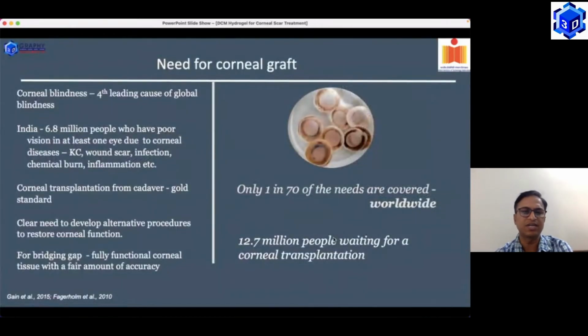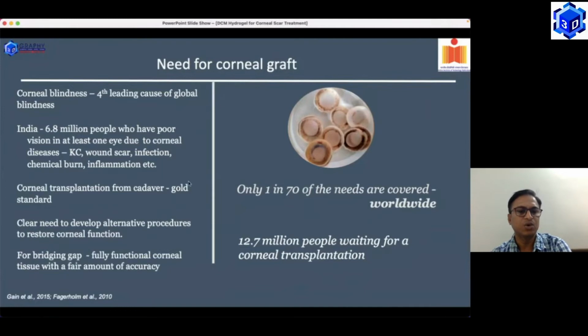Now, why do we need a corneal graft? Corneal blindness is one of the major causes of global blindness. It is the fourth leading cause, and in India about 6.8 million people are affected because of various reasons, but who end up with corneal blindness.